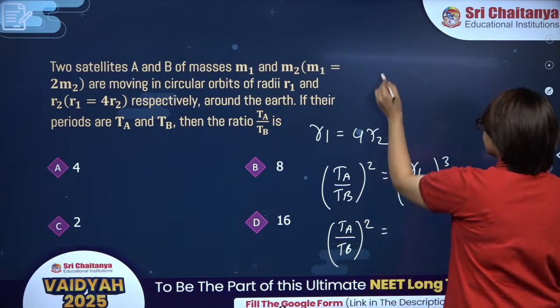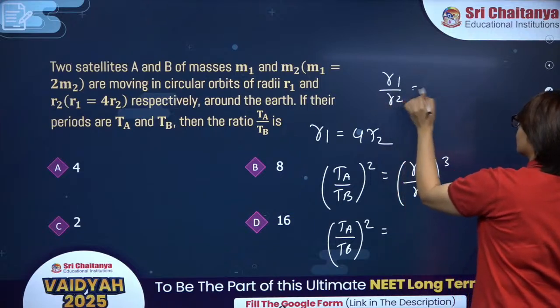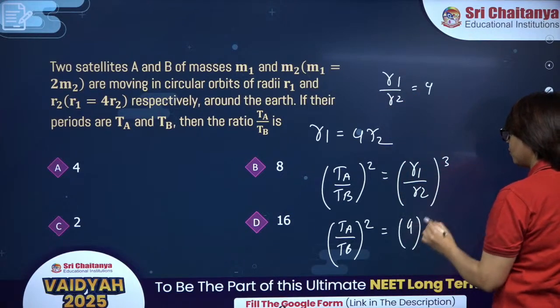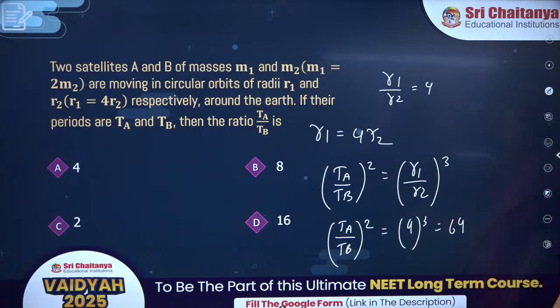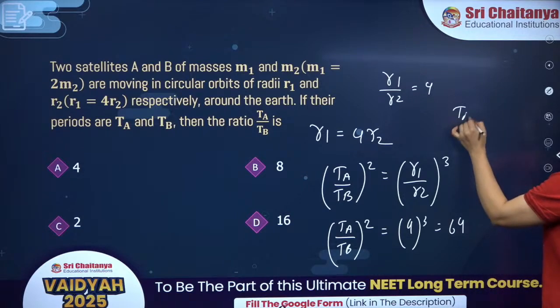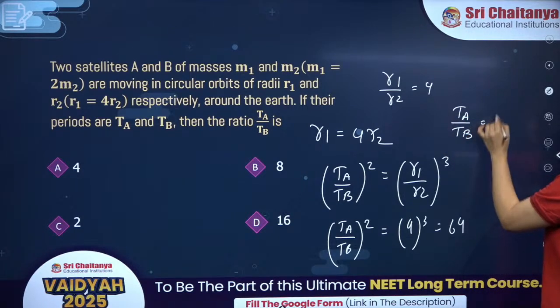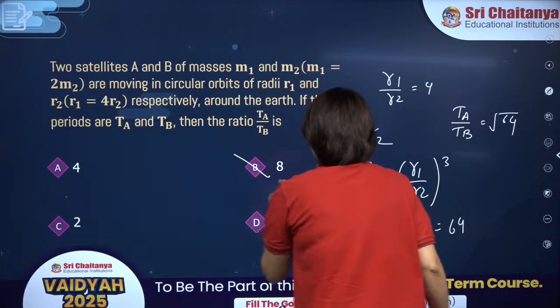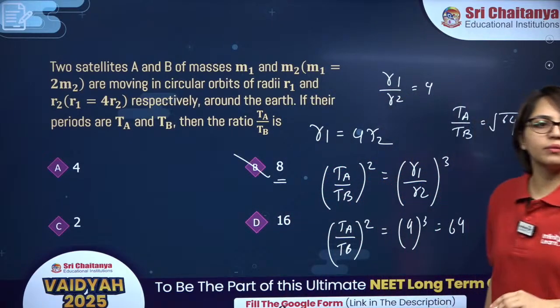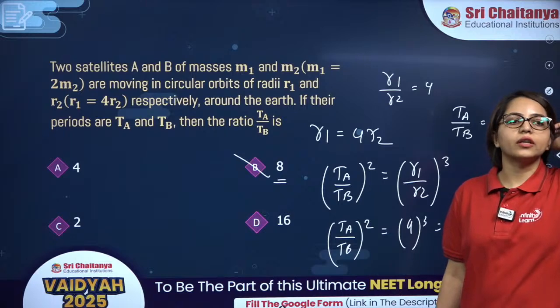R1 upon R2 is given as 4. So it is 4 cube, which is equal to 64. Ta upon Tb whole square, option B, well done beta, well done. Ta upon Tb whole square is 64. So Ta upon Tb will be under root of 64, which is equal to 8, which is option B. Well done, bachcho, well done. Chaliye.